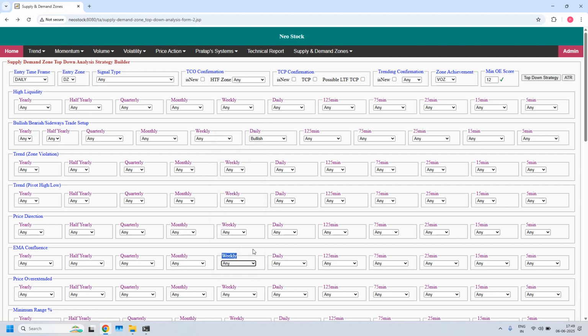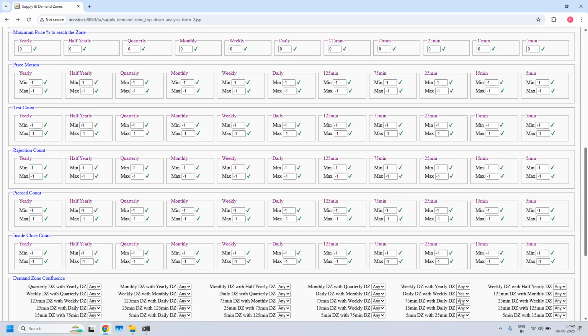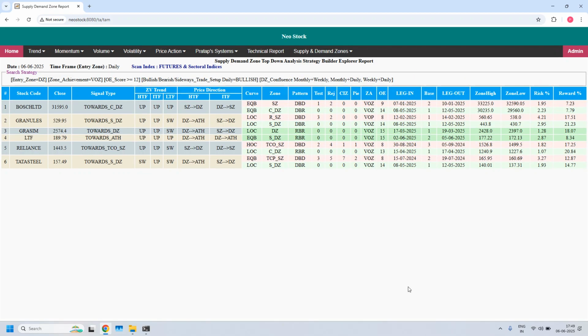Before that I am removing the EMA filter. In the demand zone confluence, 3 filters we have to set. First filter is already enabled, daily and weekly. Next, daily and monthly zone confluence. Weekly and monthly demand zone confluence. With all the 3 filters, we got 6 stocks.